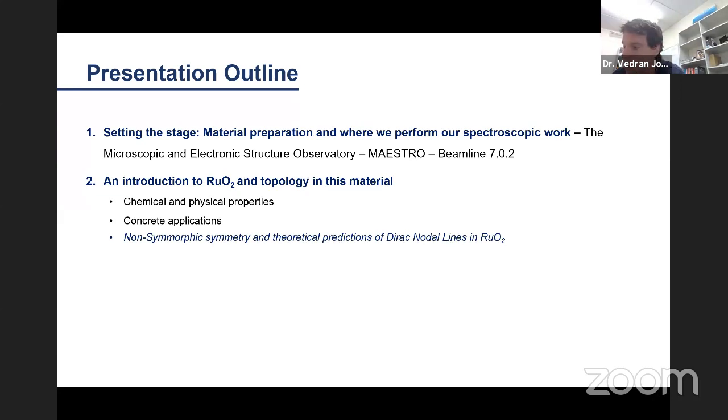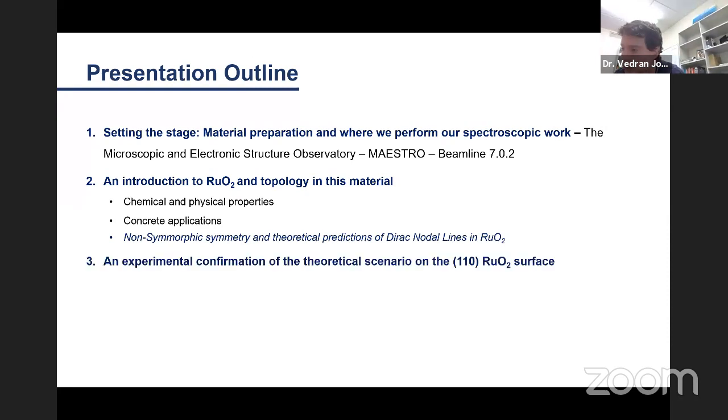In part two, we'll also take a look at the ab initio calculations based on DFT and what they say about the Dirac nodal lines in the band structure of metallic ruthenium dioxide. And in part 3, I will show you that the scenario defined by theory is actually confirmed by these ARPES measurements at the 110 surface of the material. This presents one of the first observations of relativistic Dirac fermions in a functional oxide.